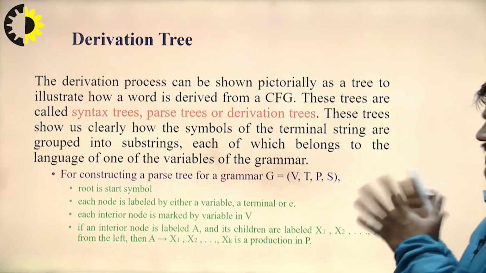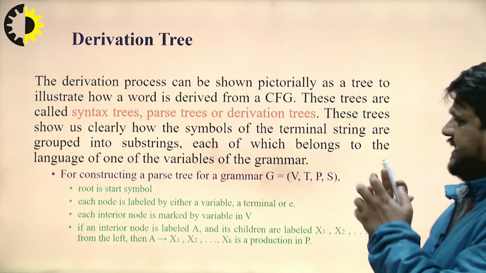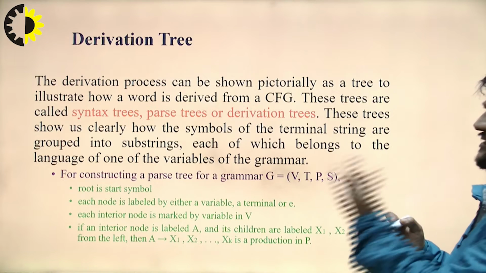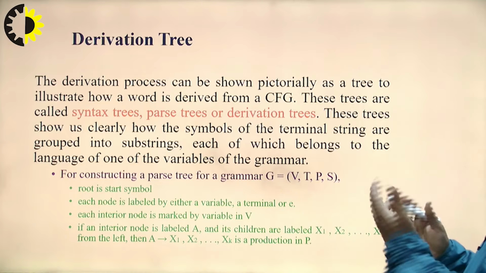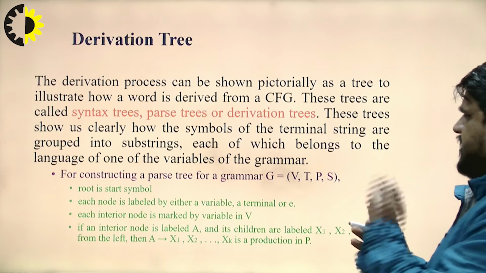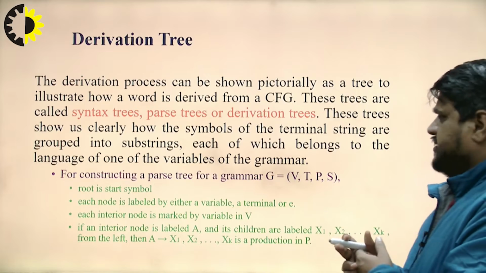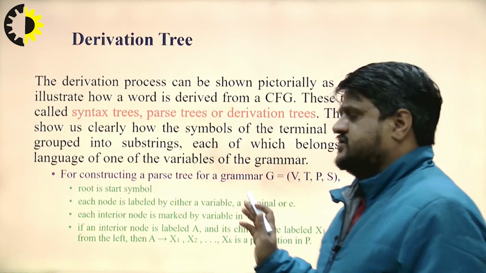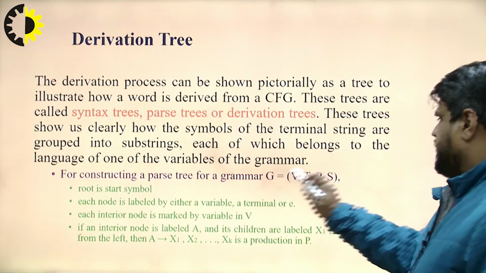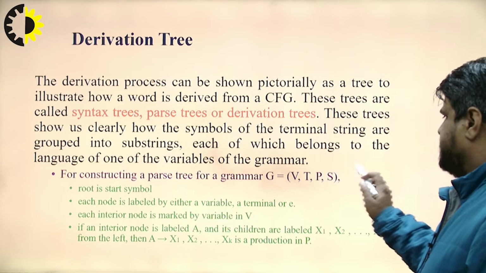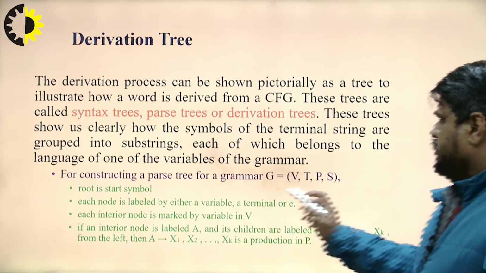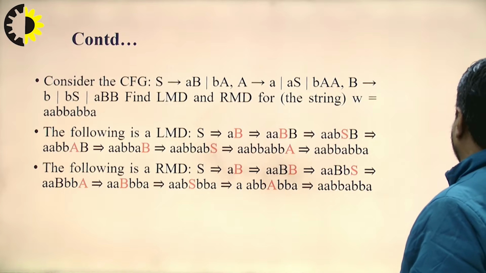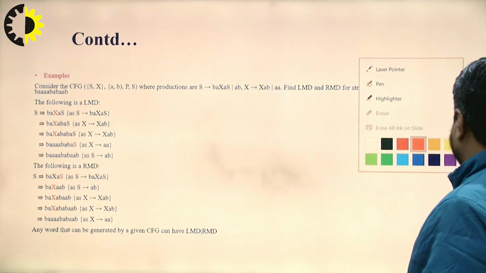The advantage of these trees is that they can clearly show how the symbols of terminal strings are grouped into substrings, each of which belongs to the language of one of the variables of the grammar. This is the procedure for constructing a parse tree corresponding to a grammar G equals V, T, P, S. The root is always the starting symbol.